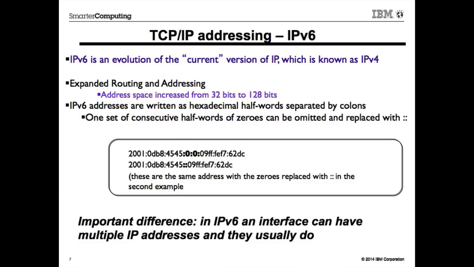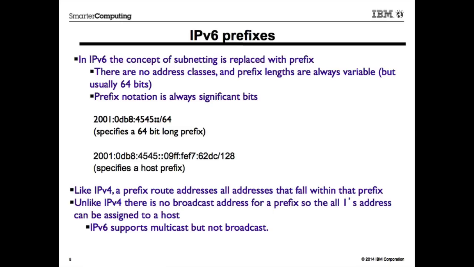So we just discussed subnetting and networking. In IPv6, that concept really doesn't make much difference. In IPv6, instead of using subnets, we use prefix lengths. There are no address classes, and prefix lengths are always considered variable. But ironically, even though they're always considered variable, in reality, they're almost always 64 bits. So half of the address is the network and half of the address is the host in IPv6.